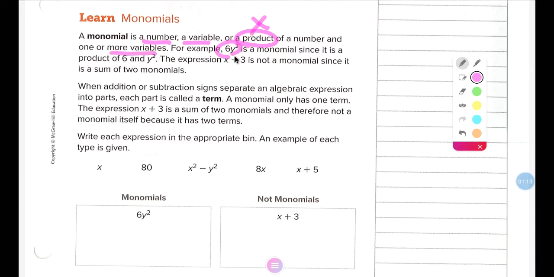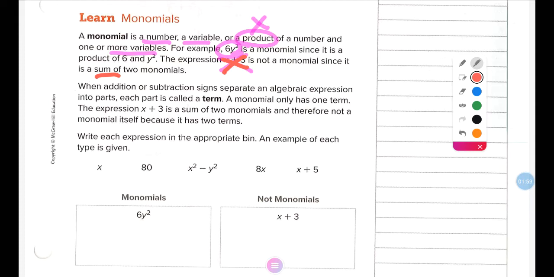For example, 6y to the second power is a monomial because it is 6 times y to the second, that's a big product. The expression x plus 3 is not a monomial because of that plus. We can't have a sum in there. When we use addition or subtraction signs to separate an algebraic expression into parts, each part is called a term. So a monomial has only one term. The expression x plus 3 has the sum of 2 terms, so it's a binomial.